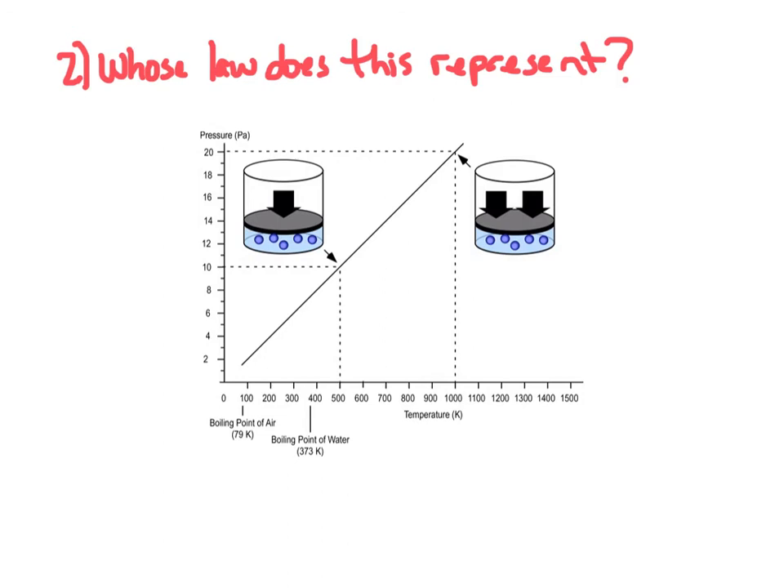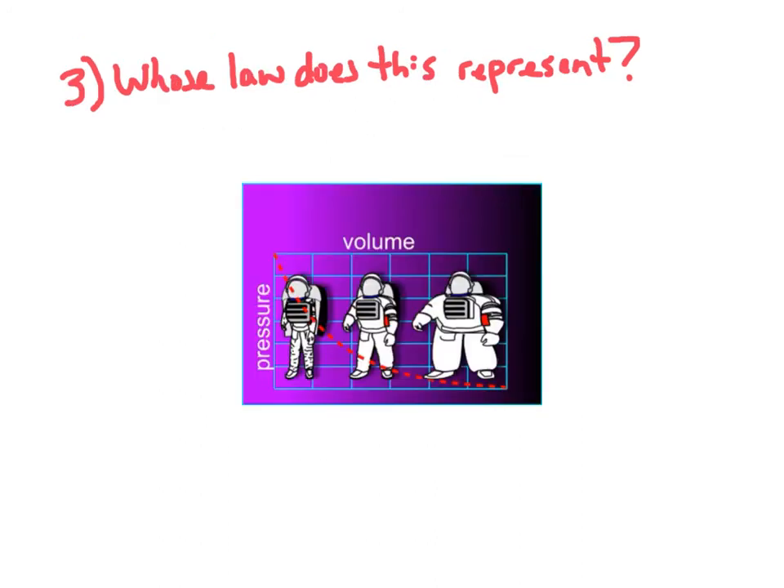And then for number 2, I want to know whose law this one represents. This is pressure versus temperature. And again, showing you what's happening at the different stages. So pressure and temperature on this one, whose law does that represent? And for number 3, we have the pressure versus volume. And you can see what's happening. This is high pressure, low volume up here. Volume's increasing, pressure is decreasing. Whose law does that represent?